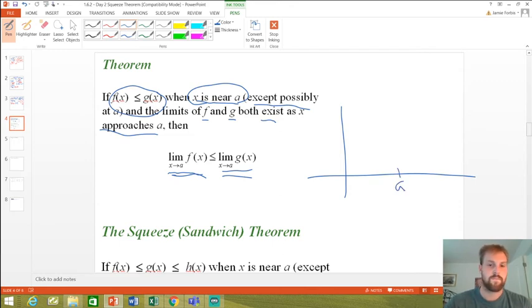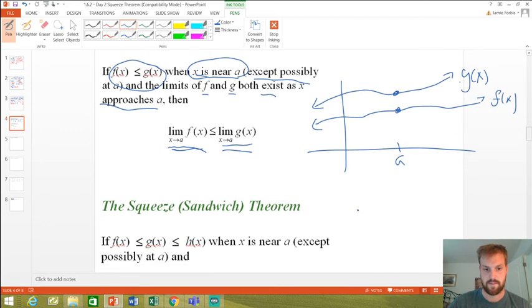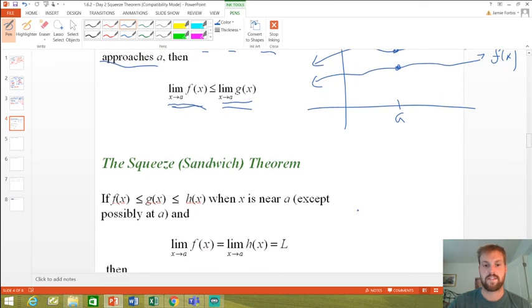Here's a. Let's say we have this function g of x. According to my criteria, f of x, we'll call it this function right here, is always less than g of x around a. So naturally, whether it's continuous or not, the limit here and the limit here are also going to follow that same inequality. That just makes sense, right? That's not the theorem yet. But if that's true, that's the criteria here, then this is the case.